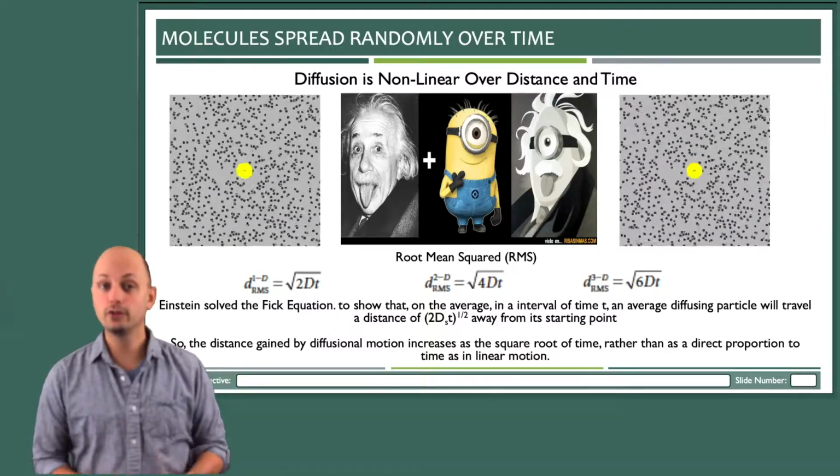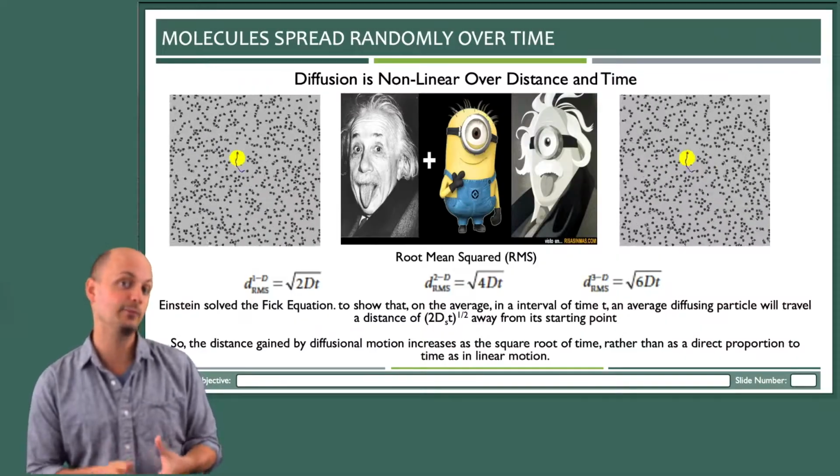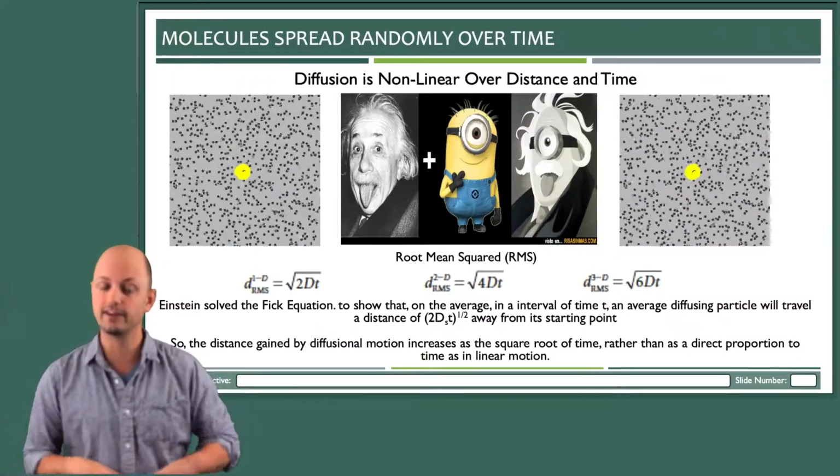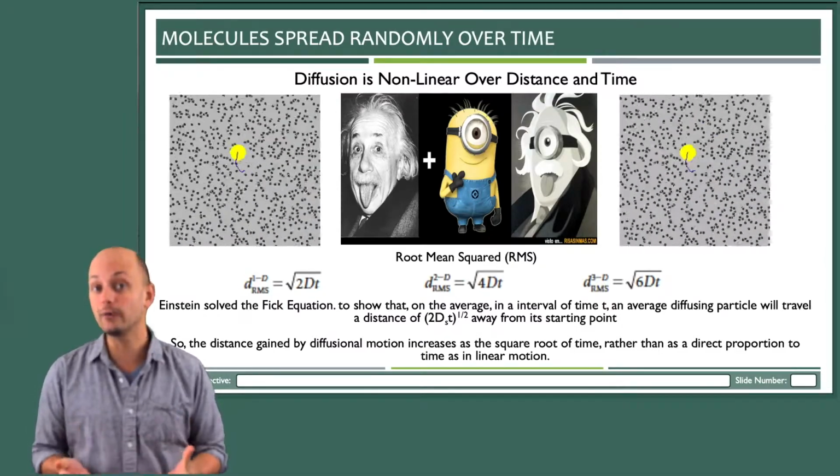I'm going to mention diffusion first because it's probably the transport process that we're going to see the most examples of in our course, especially in this first half. Now, diffusion is due to the random movement of molecules known as Brownian motion.